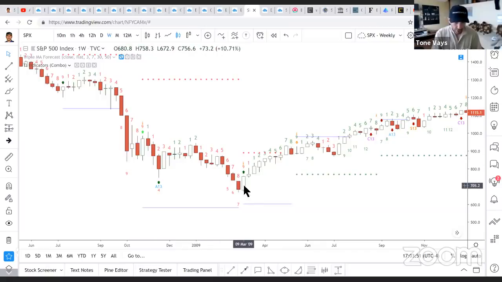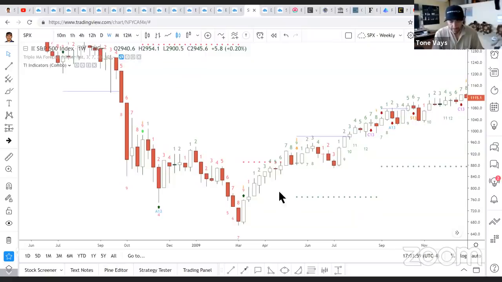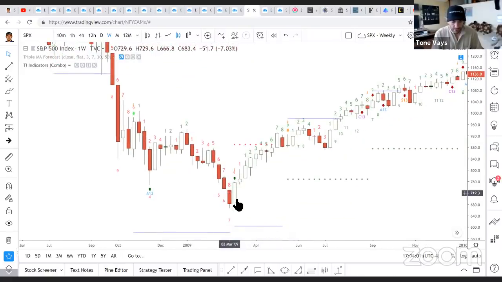Anyway, so there was a night, I should have been able to time the low based on sequential, but like I said, I wasn't looking at it back then. I'm very curious if there was a daily 9 the week of March 2nd or March 9th. Let's go and take a look.